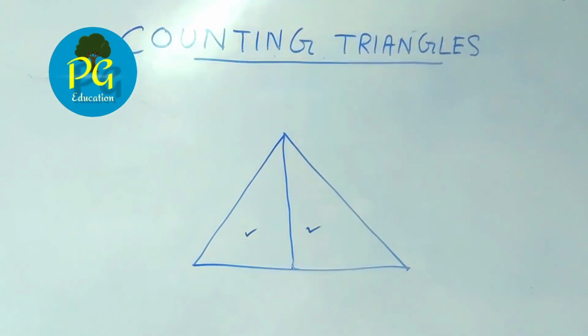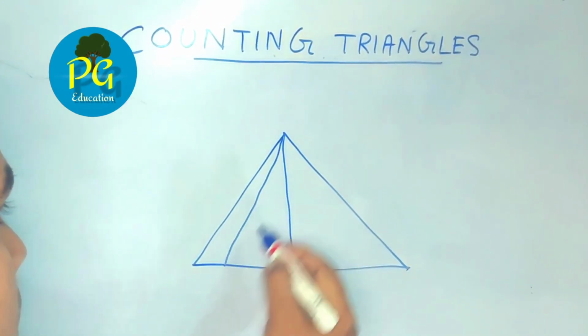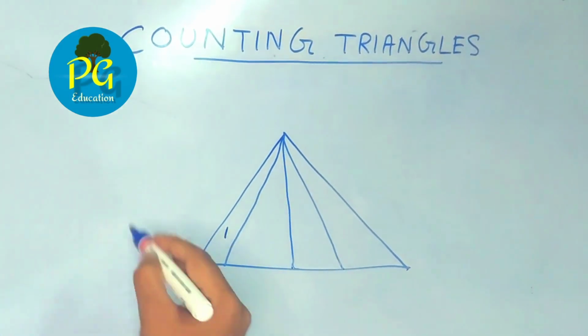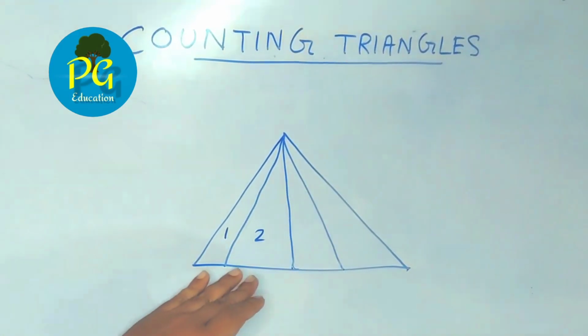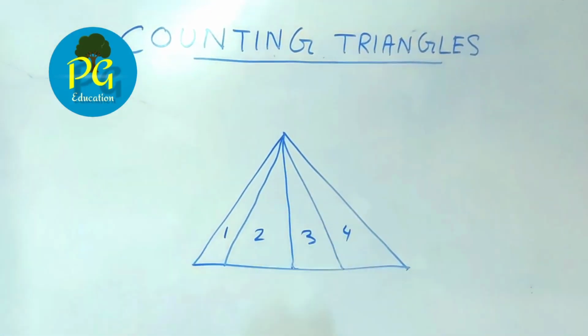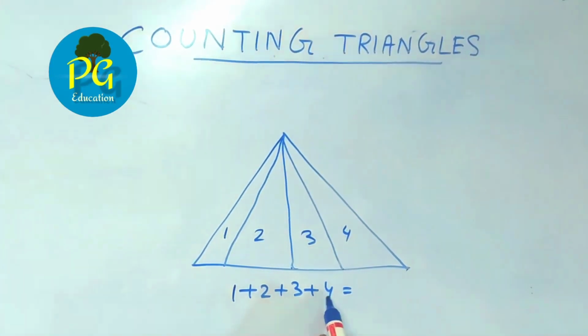If I ask you how many triangles are there, then it is quite tough for you. But listen, here is a short trick. First you give numbers to the triangles this way: 1, 2, then 3, then 4. Now you add them up. So how many triangles are there? 4 plus 3, 7, 7 plus 2, 9, 9 plus 1, 10.